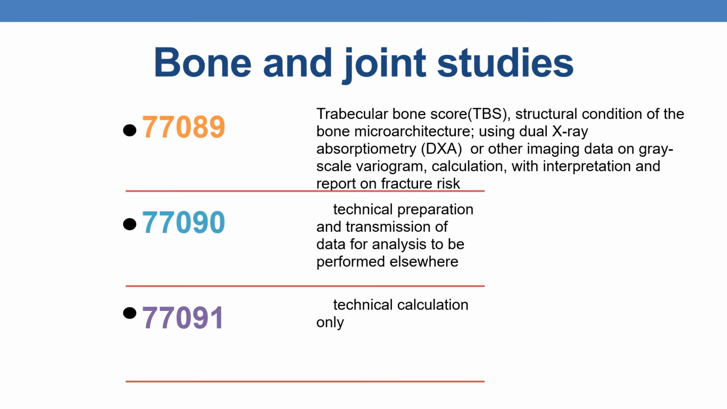So coming to the next codes, 77089. Here they are indicated by bullets. The bullets indicate that these are new codes that have been included in 2022. The description of 77089 deals with trabecular bone score TBS, structural condition of the bone microarchitecture using dual X-ray absorptiometry DXA or other imaging data on grayscale, variogram, calculation with interpretation, report on fracture risk.